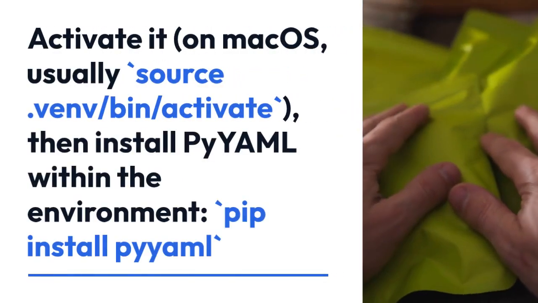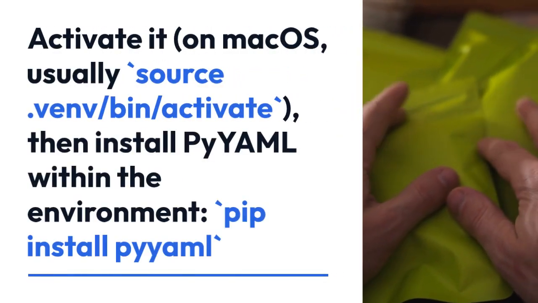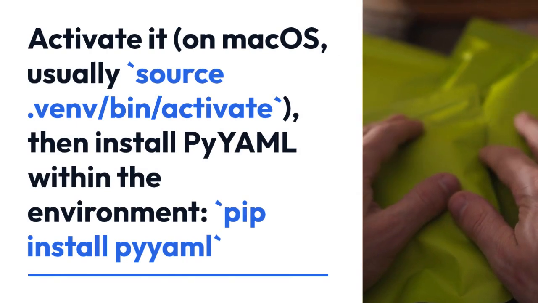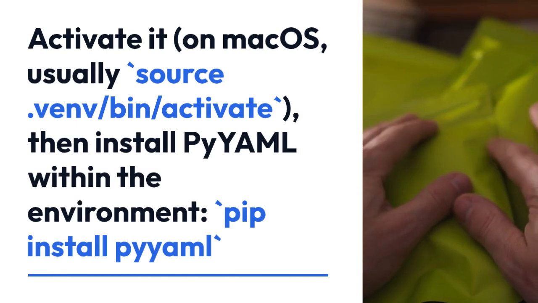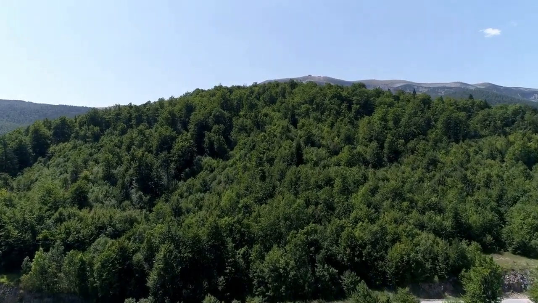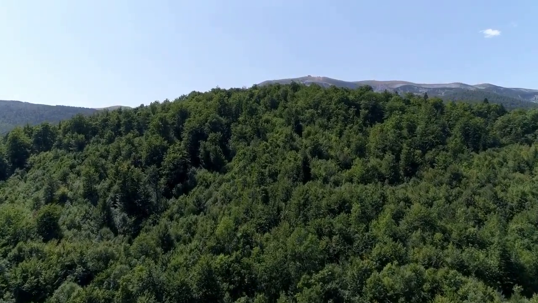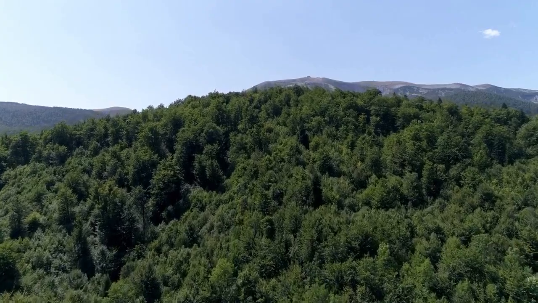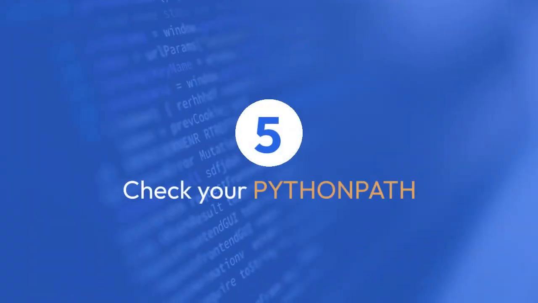Activate it. On macOS, usually source venv/bin/activate. Then install PyYAML within the environment: pip install PyYAML. This ensures PyYAML is only installed for that specific project and prevents clashes with system-wide packages or other projects.